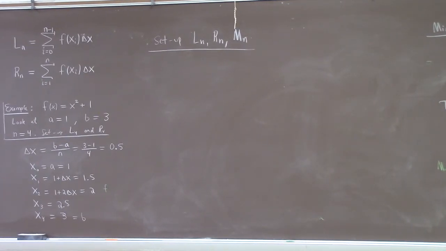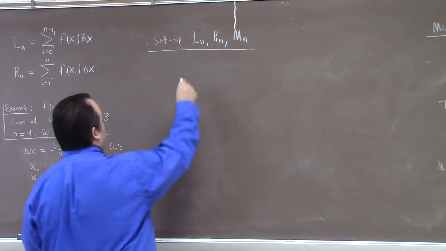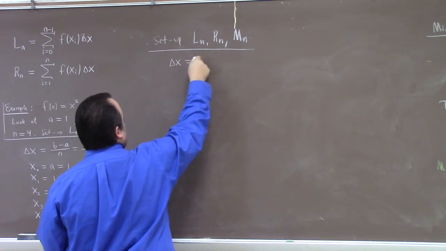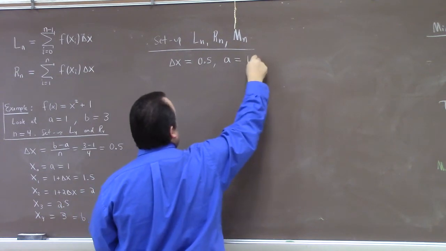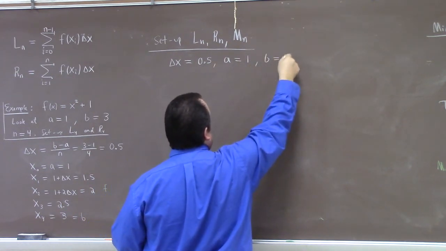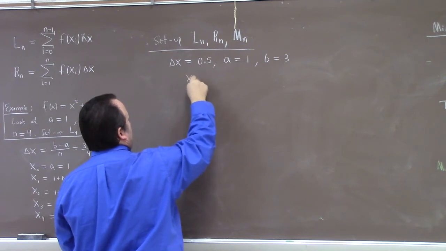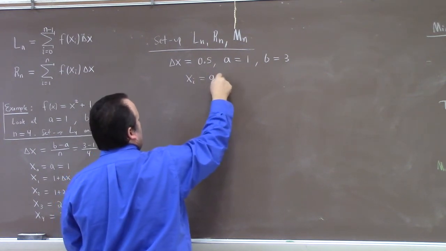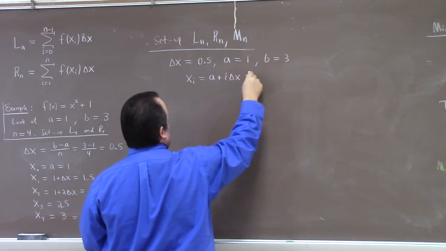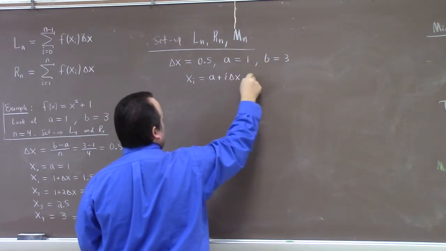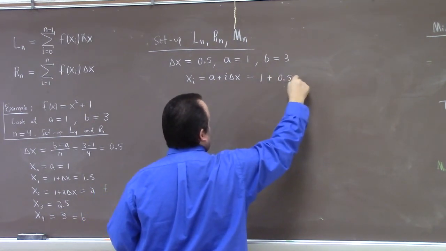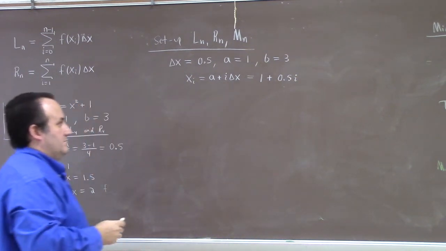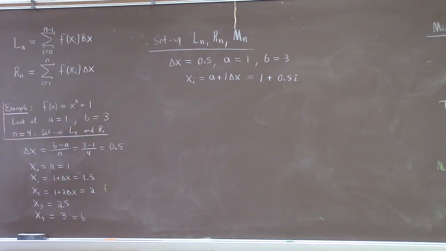So we're still working with f of x equals x squared plus 1. So here's the deal. If delta x is 0.5, a is given to us to be 1, and of course b is 3, not that that really figures much into this. So first of all, x sub i is, what is it? We're told it's a plus i delta x. So that specifically is 1 plus 0.5 times i. That is x sub i. That's a formula for x sub i.